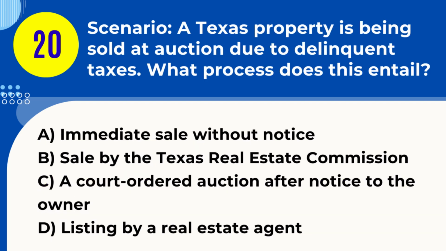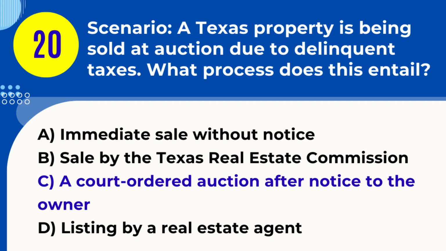Question 20. Scenario. A Texas property is being sold at auction due to delinquent taxes. What process does this entail? A. Immediate sale without notice. B. Sale by the Texas Real Estate Commission. C. A court-ordered auction after notice to the owner. D. Listing by a real estate agent.